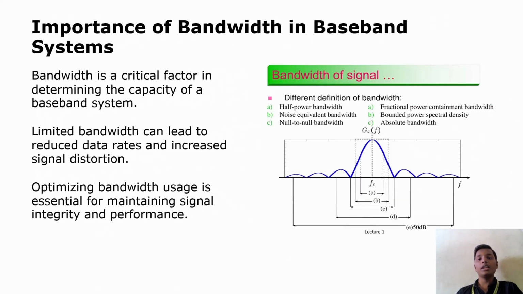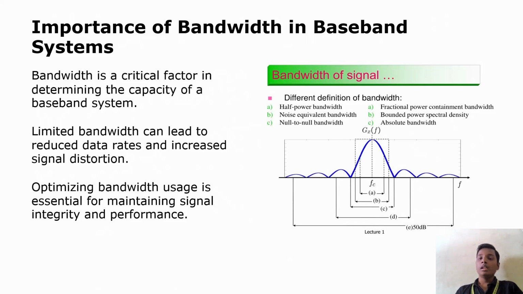Importance of bandwidth in baseband signals and systems. Bandwidth is a critical factor in determining the capacity of a baseband system. Limited bandwidth can lead to reduced data rates and increased signal distortion. Optimizing bandwidth usage is essential for maintaining signal integrity and performance.